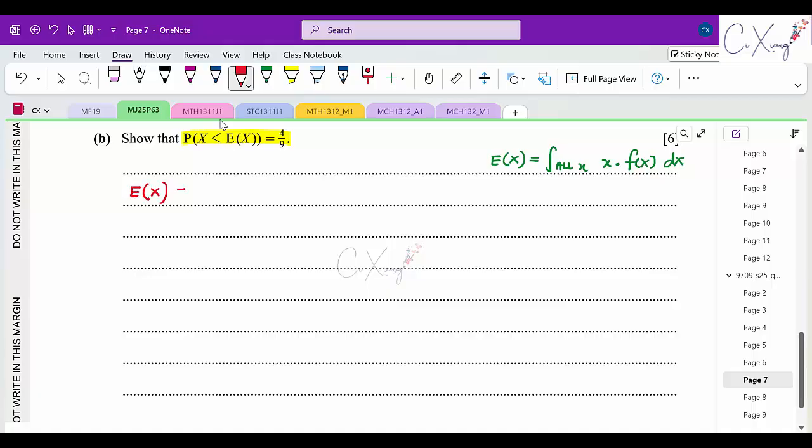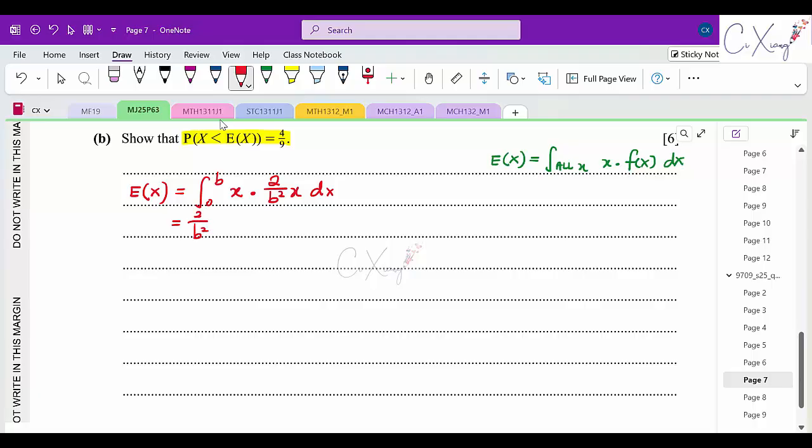To get the value of E(x), I need to integrate from 0 until b, multiplying x with the function. For the function, I will substitute a using the result in part a. So I have 2 over b squared, this is the a, then multiply with x. 2 over b squared to me is a constant.